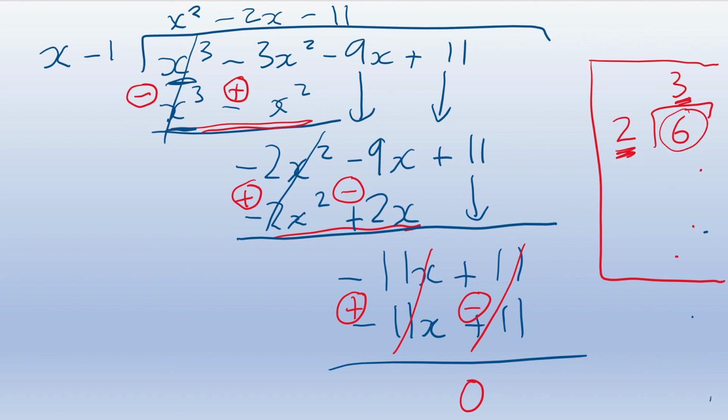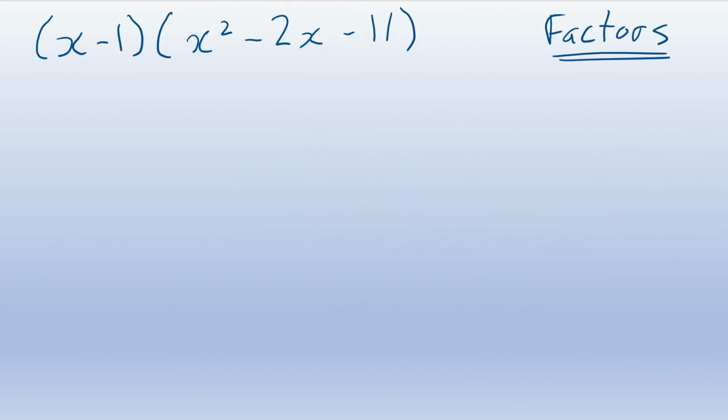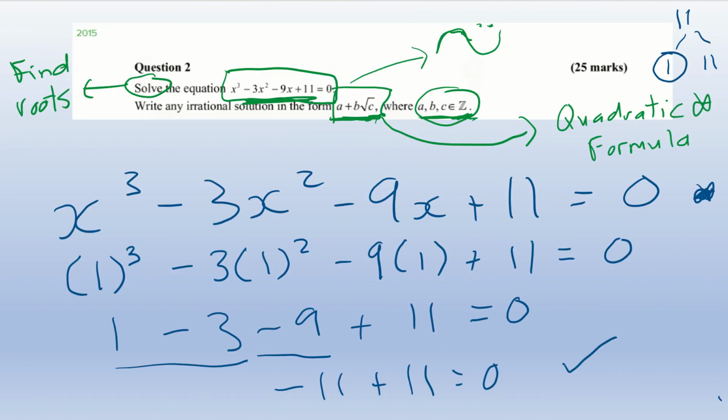So if we scale that up to what we have over here, we know that x minus 1 multiplied by this thing here will give me my original equation, so the x cubed minus 3x squared minus 9x plus 11. So we know that my factors of the x cubed minus 3x squared minus 9x plus 11 are x minus 1, this thing here, and x squared minus 2x minus 11. So in other words, x minus 1 times this will give me my original question. But if we go back to our original question, and I'll just take away the green here.